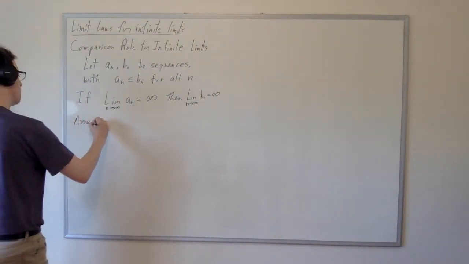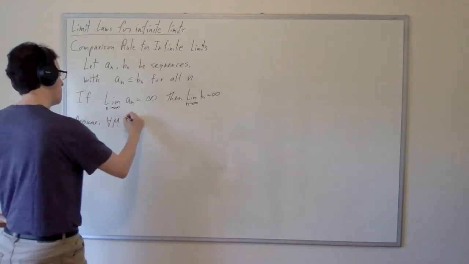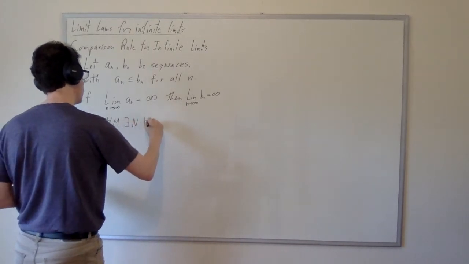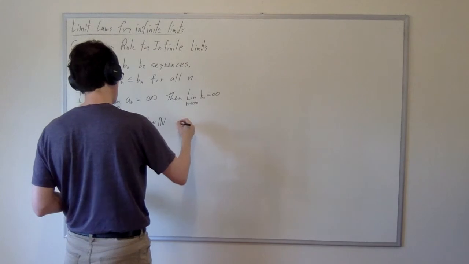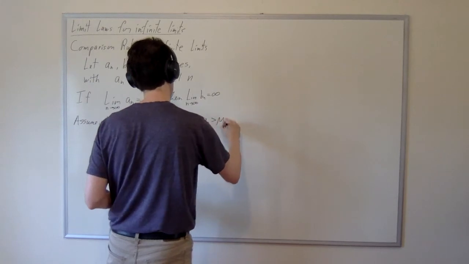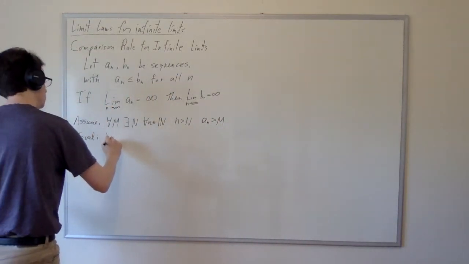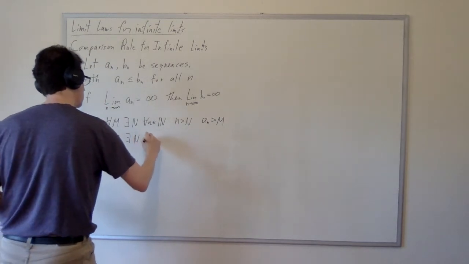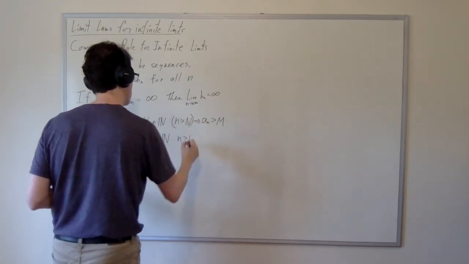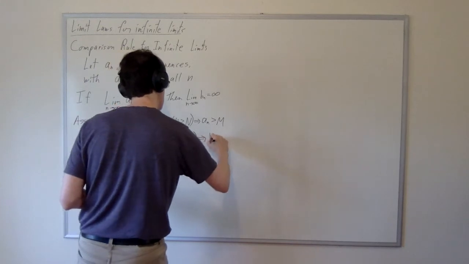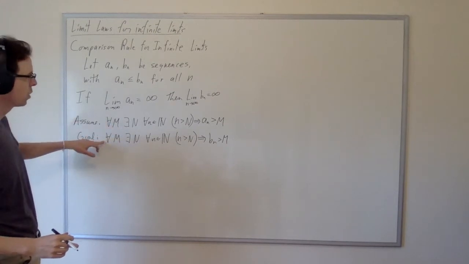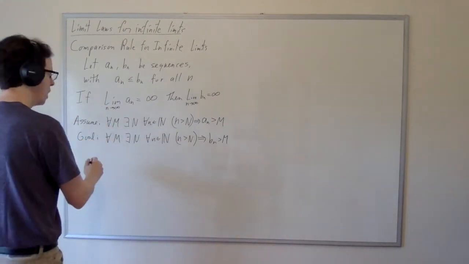So we are assuming here that for every capital M, there exists a capital N such that for every natural number little n, if little n exceeds capital N, then an is greater than M. And the goal is the same as it applies to the sequence b, which is greater. I should have put an implication there. So this thing implies bn exceeds M. So this is what we're assuming about the sequence an, and this is what we're attempting to prove about the sequence bn. So how do we prove this?